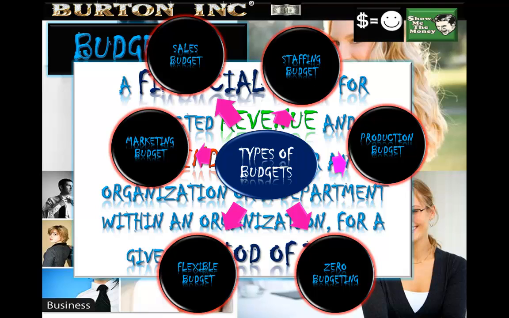Marketing budget. Now this is simply the forecast of how a business intends to achieve its budgeted sales through any and all marketing activities. So we're talking about the amount of plan for advertising, sales, promotion, expenditure, etc., etc.